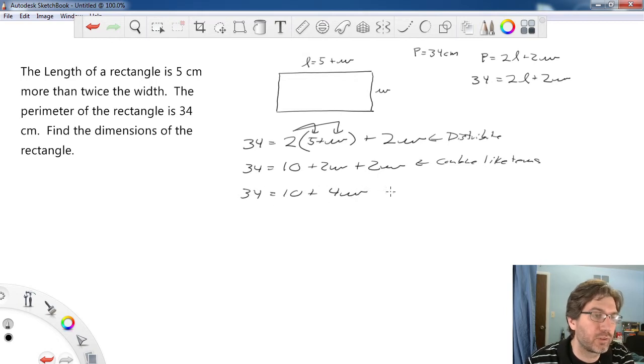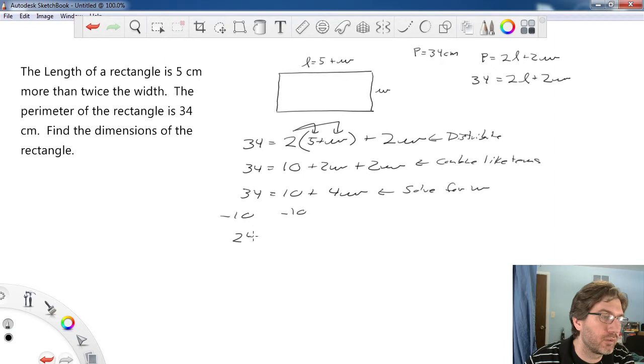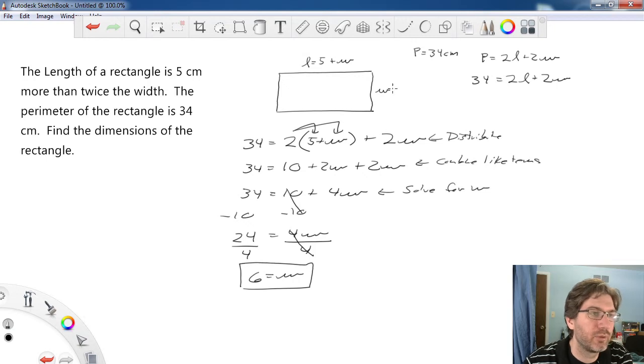And then I can solve for W. I'm going to subtract 10 from both sides, and I'm going to get 24 equals 4W. I'm then going to divide by 4 and divide by 4. 24 divided by 4 gives me 6 equals W. This will cancel, that'll cancel. So I know W equals 6.